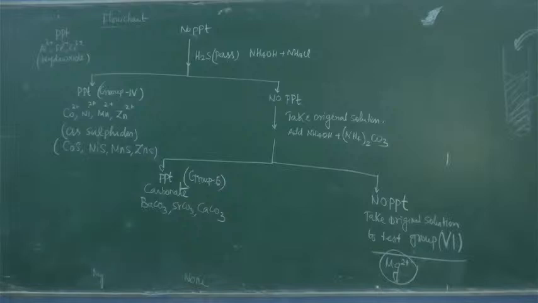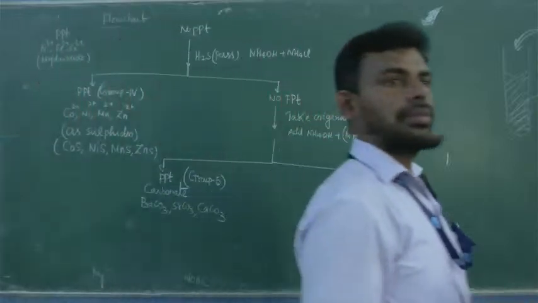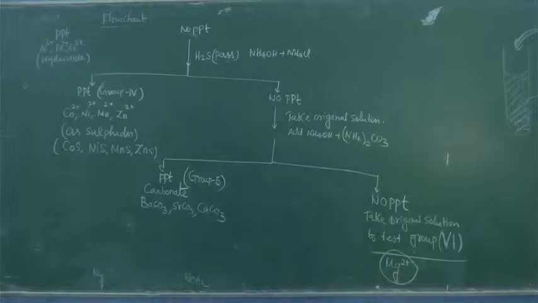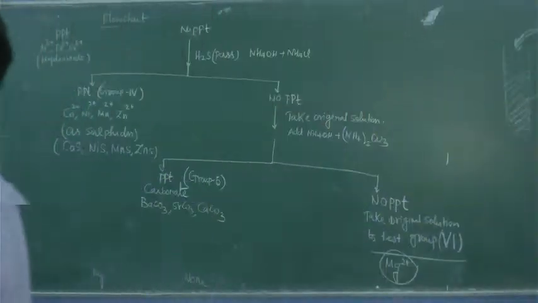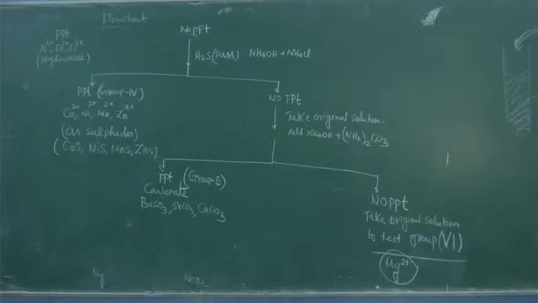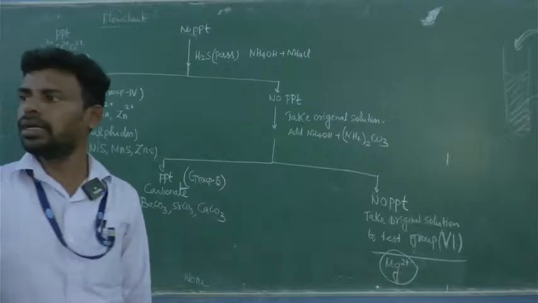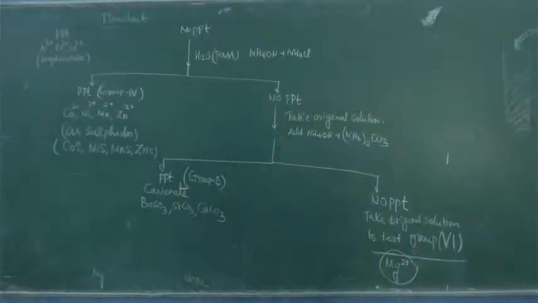Plus other cations also. If no precipitate, what you have to do? You have to take the original solution. You have to add a few drops of concentrated nitric acid. Then you have to heat, cool, followed by ammonium hydroxide. If you add it, you get a precipitate or no precipitate. If precipitate, it will be hydroxides. What ions are there in group 3? Fe, Al, chromium. Suppose no precipitate, again you have to pass H2S. In that H2S, ammonium chloride plus ammonium hydroxide will already be present. Is it clear? Yes or no?